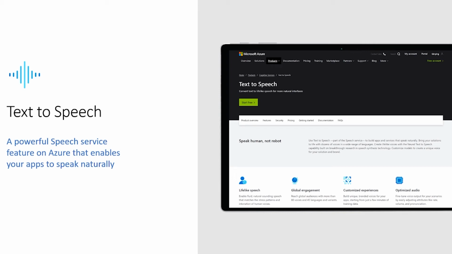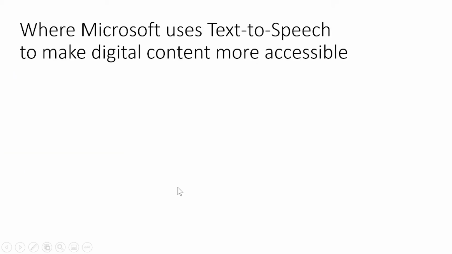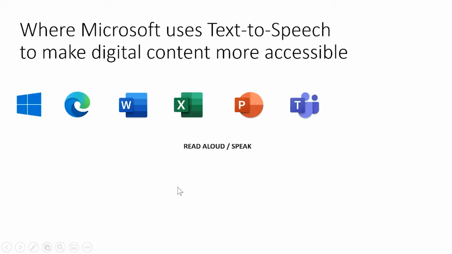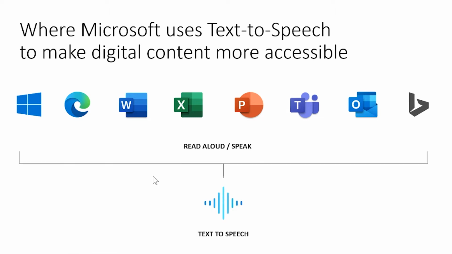Computer speaking text, or read aloud, is a built-in accessibility option in many Microsoft products to help users browse or consume content in a way that best suits their needs. This includes Windows, Edge, Word, Excel, PowerPoint, OneNote, Outlook, and more. Officially, it's called TTS, or text-to-speech.